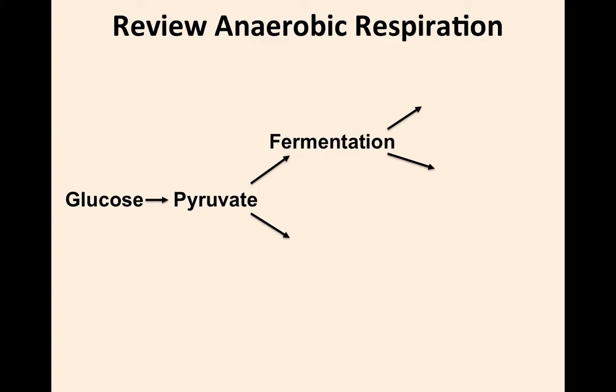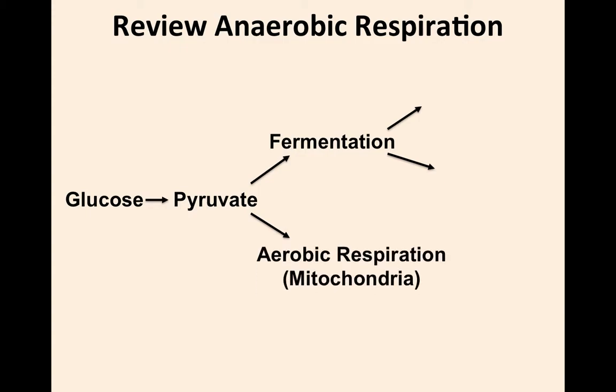Pyruvate is going to go to fermentation, or it can go to the mitochondria through aerobic respiration. These are the 2 pathways, depending on whether the organism is simple or complex. And the 2 types of fermentation are going to be lactic acid and alcohol. So again, I'm just giving you a flow chart to maybe help you out. This right here is going to be anaerobic, and this right here obviously is aerobic.